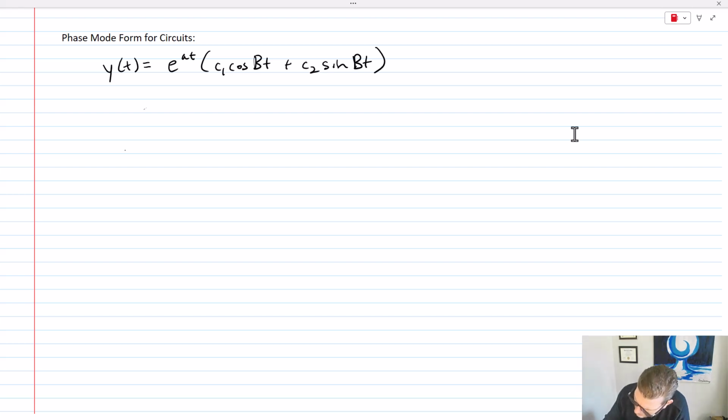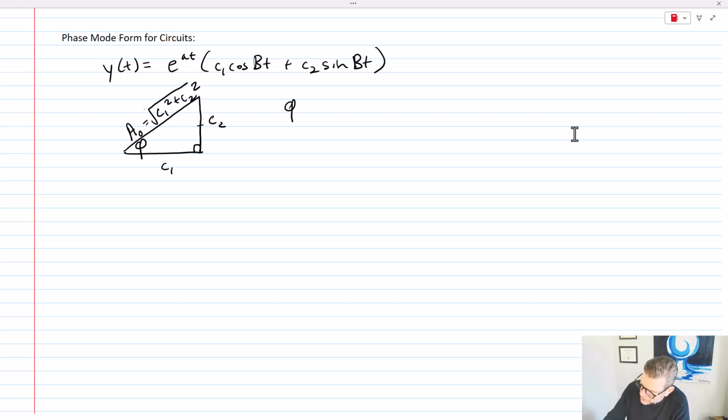So if we take a right triangle and we imagine that we have phi as this angle, the one that is opposite the vertical side, and we're going to call A naught equal to the square root of C1 squared plus C2 squared. So it's basically the length of the hypotenuse when C2 is the vertical side and C1 is the horizontal. Then phi, utilizing some trig, is going to end up equaling tan inverse of C2 divided by C1.